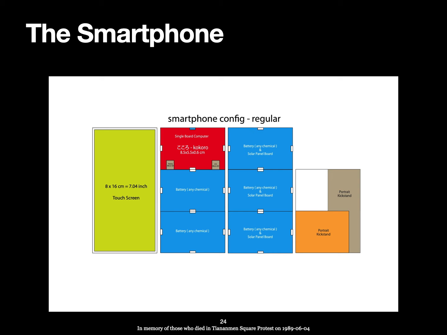Here we have the basic design of a smartphone. The screen is 8 by 16, and on the next layer on top will be a Coca Roll, and the rest the user can either choose to have 2 batteries, or if needed, add another layer of 3 batteries, or mix some of them with solar panels. And at the bottom, we have the kickstand that can be attached externally.